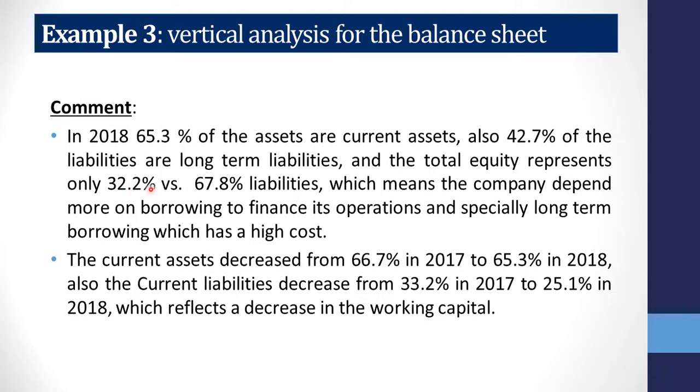This means that the equity is less than the liabilities. So the company depends more on external finance rather than internal and owned finance. And of course, depending on long-term liabilities to finance the operations has a high cost. We can also compare the results of 2017 and 2018. For example, the current assets decreased from 66.7% in 2017 to become 65.3% in 2018, and so on.